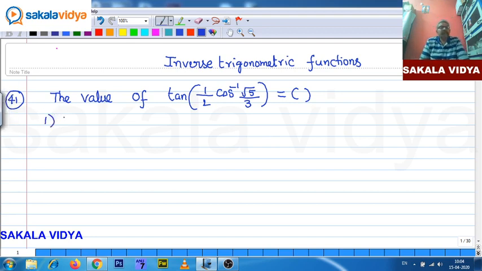First option, 3 plus root 5 upon 2. Second option, 3 plus root 5. Third option, 3 minus root 5 by 2. Fourth option, 2 minus root 3.